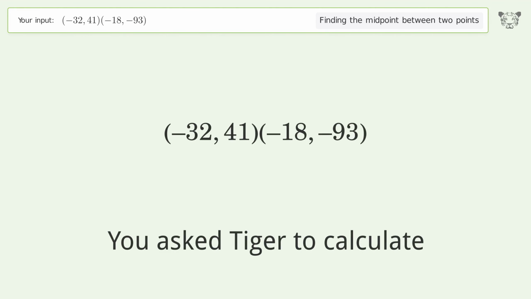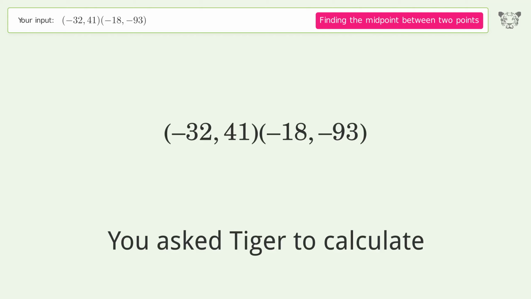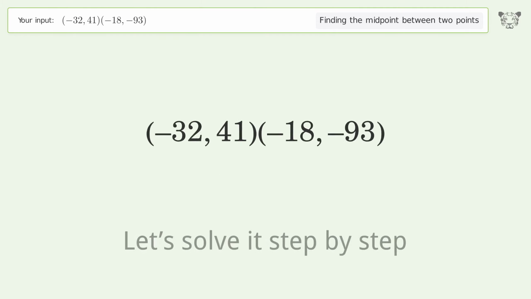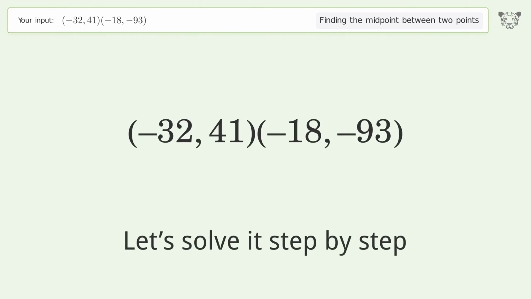You ask Tiger to calculate. This deals with finding the midpoint between 2 points. The midpoint between the 2 points is -25, -26. Let's solve it step by step. Plot the 2 points and calculate the midpoint using the formula.